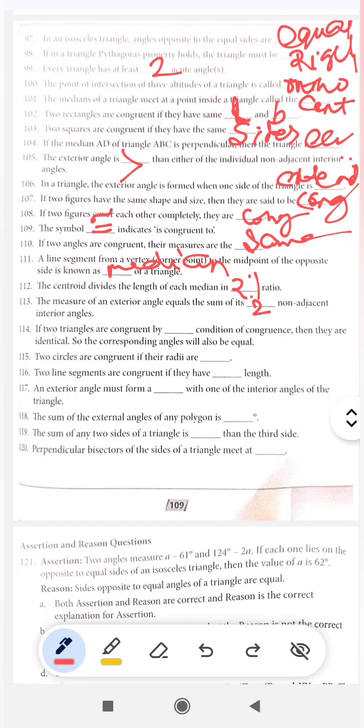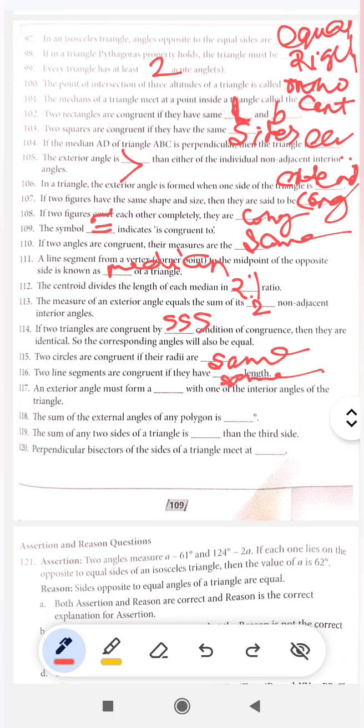Are congruent by side condition of congruency, then they are identical. So the corresponding angles will also be equal. Okay. Two circles are congruent if their radii are the same. Two line segments are congruent if they have the same length.